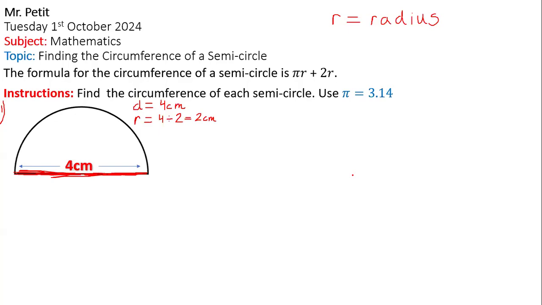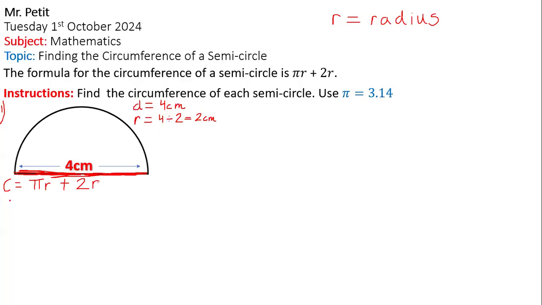So we know that our circumference, the circumference of the semicircle, what's the formula for the circumference of the semicircle? It's gonna be equal to what? Pi r plus 2r. So pi times r plus 2 times r. That's the formula. So we write down our formula and we good.